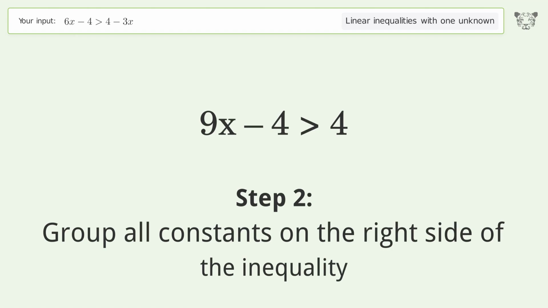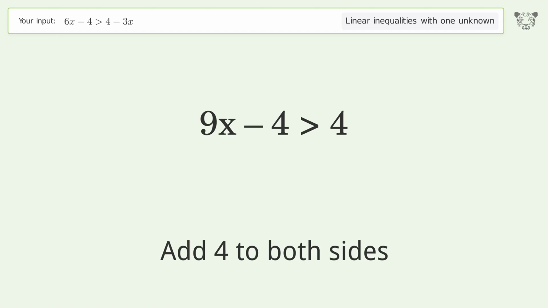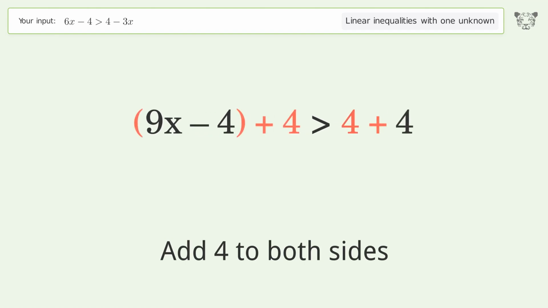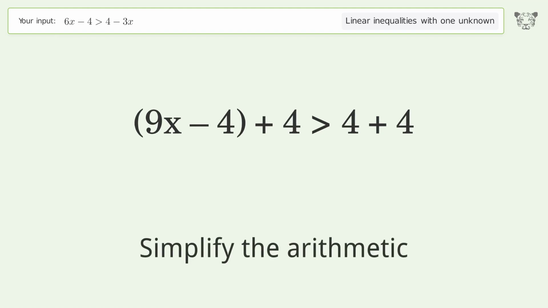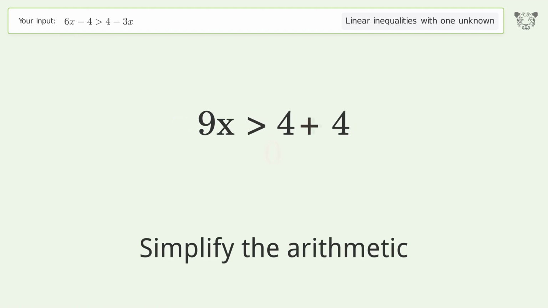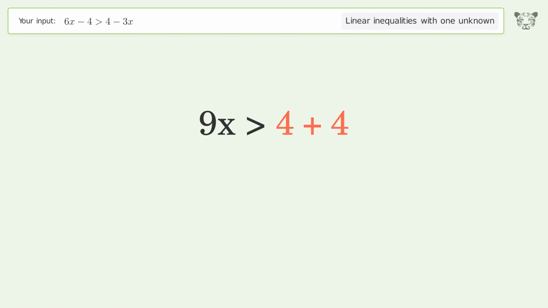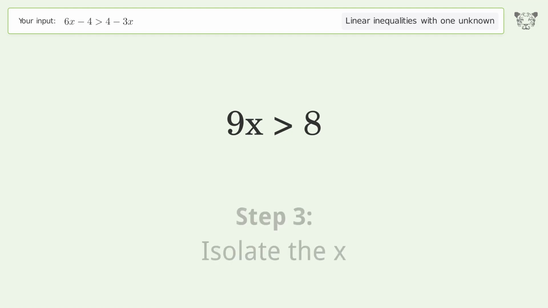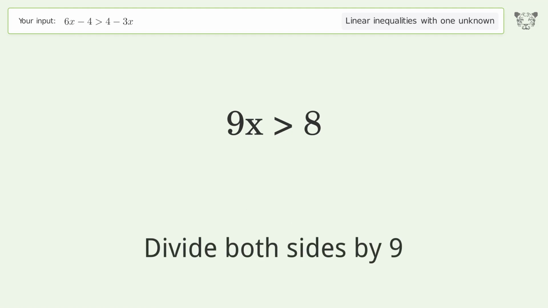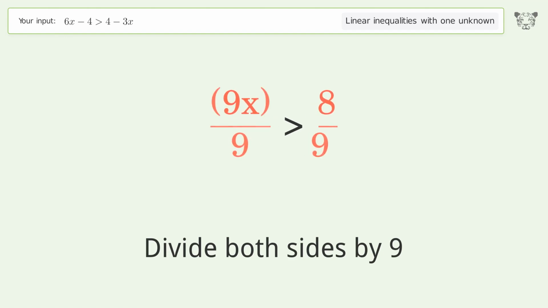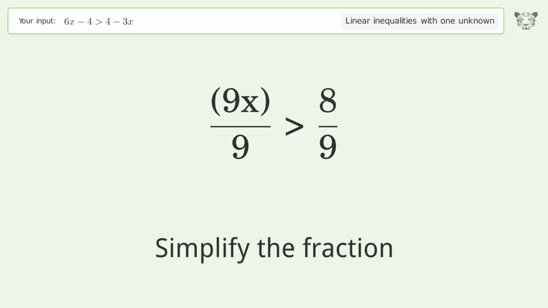Group all constants on the right side of the inequality. Add 4 to both sides. Simplify the arithmetic. Isolate the x. Divide both sides by 9. Simplify the fraction.